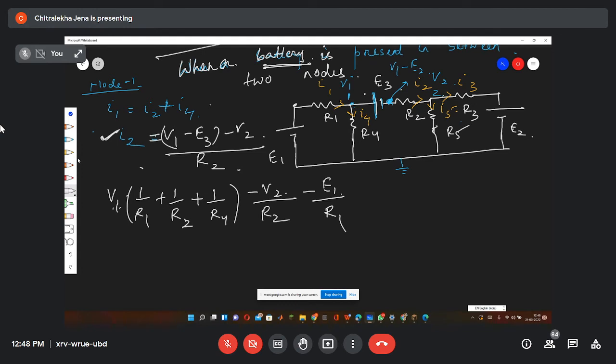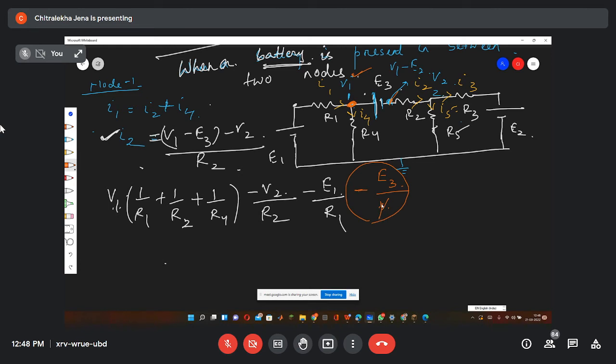So now what will we add? While writing the equation for node 1, you will see whether there is a drop in the potential here or a rise in the potential. There is a drop in the potential. So what you will have to write is another term included here: minus E3 divided by the interconnecting resistance, the ratio of the adjacent battery to the interconnecting resistance.